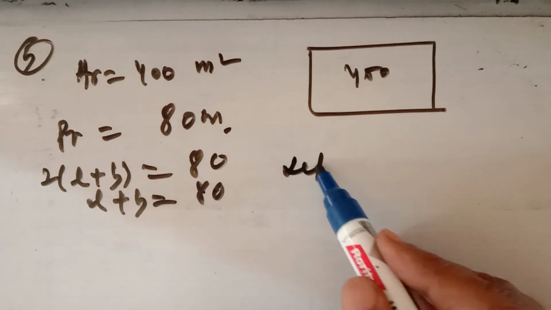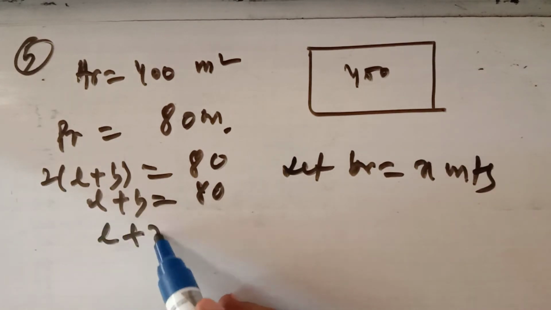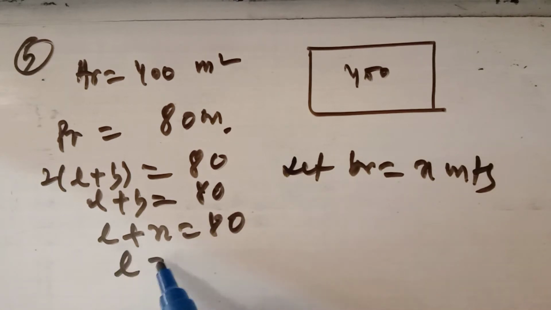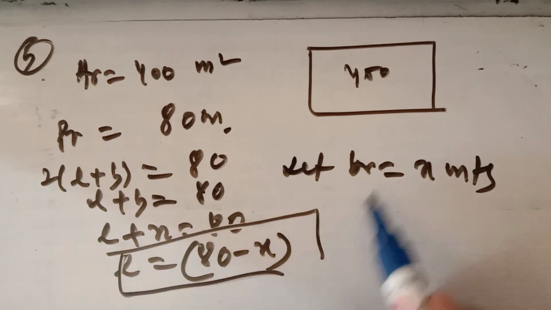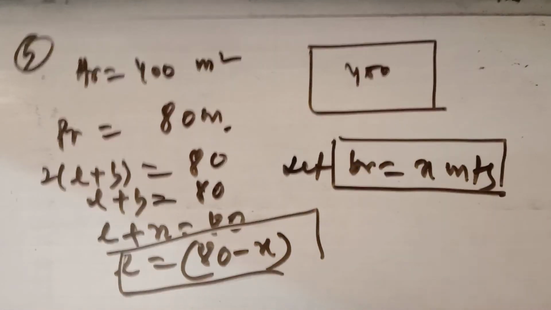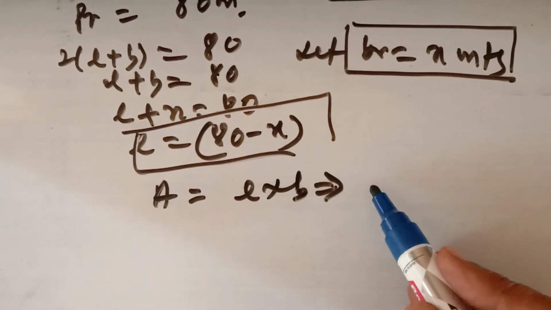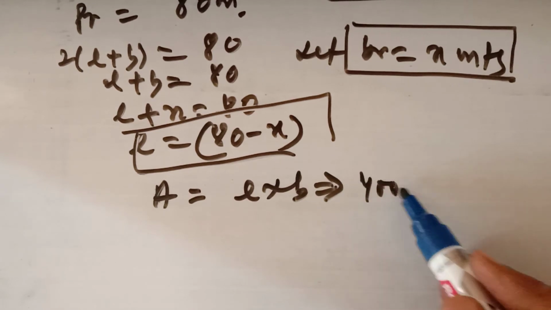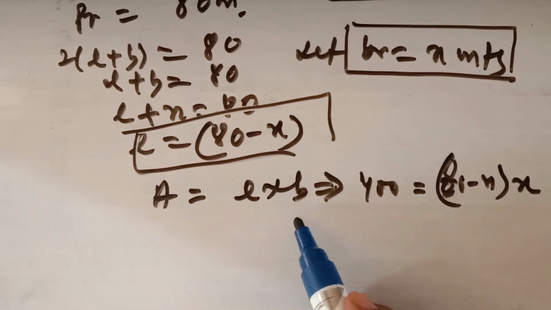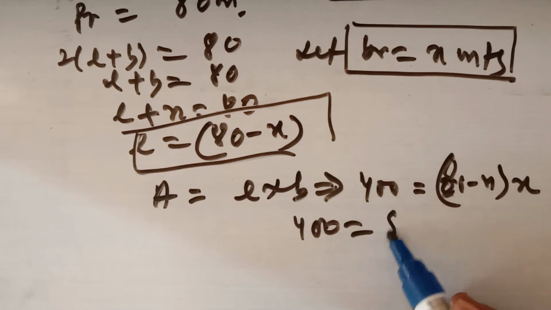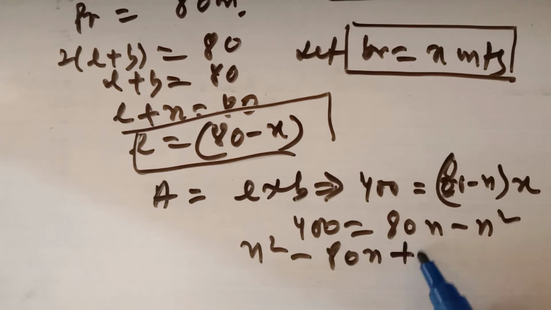Now if I let the breadth as x meters, so the length plus x is equal to 40. So the length will be 40 minus x. So this is the length if I have let that the breadth is x meters. So the area is length into breadth, where the area is given as 400, length is 40 minus x, and the breadth is x. So you are getting a quadratic equation as 40x minus x square equal to 400.